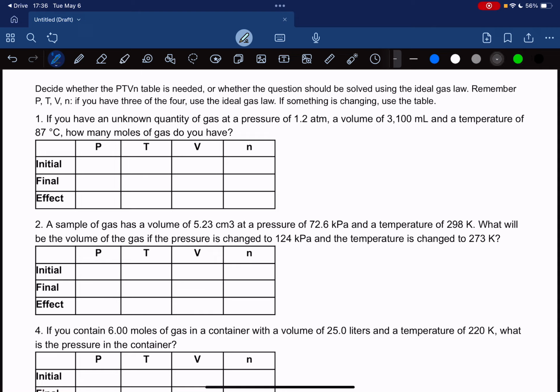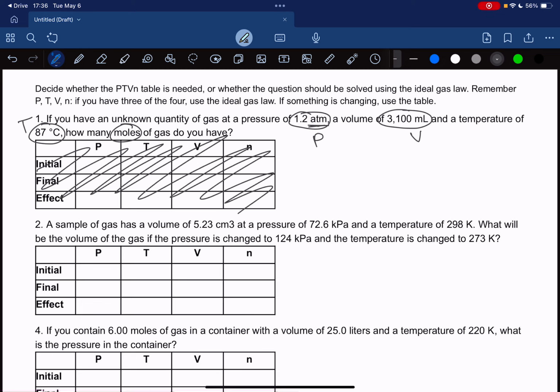If you have an unknown quantity of gas at a pressure of 1.2 atmospheres, a volume of 3,100 milliliters, and a temperature of 87 Celsius, how many moles of gas do we have? So right away, I notice that we only have one set of conditions, and also we are given pressure, volume, and temperature, and we are being asked for moles. So this is an ideal gas law problem. So I don't need to use my PTVN table in this case. So let's get the ideal gas law written down.